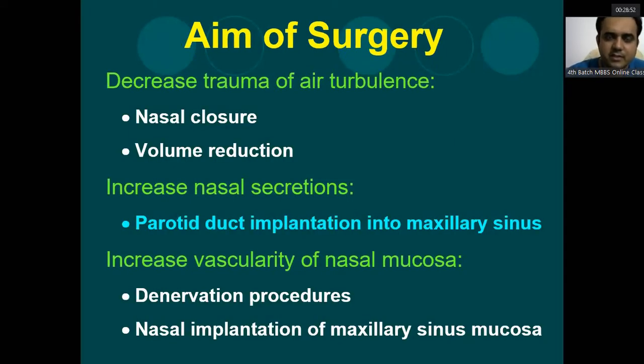Aims of surgery. The aim of surgery is to decrease the trauma of air turbulence, by nasal closure and volume reduction, and increase nasal secretions. Like the Teflon or Peridrop can be implanted into the maxillary sinus. Similarly, surgery is done to increase the vascularity of the nasal mucosa by denervation procedure and nasal implantation of maxillary sinus mucosa. Right?